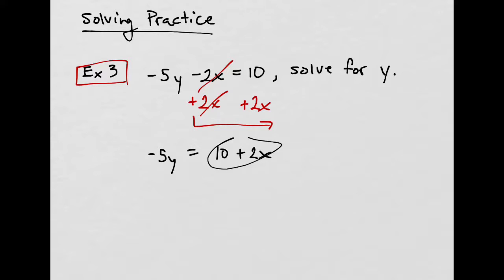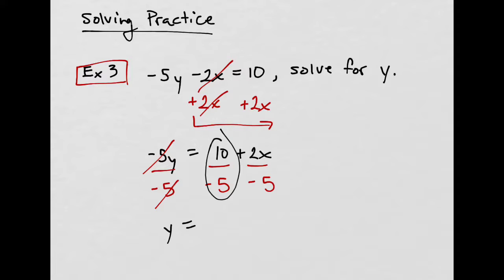I cannot combine those because the 10 doesn't have an x, remember? If this had an x, then it would be 12x, but it does not. And then, if I want the y by itself, all I gotta do is divide by negative 5. And I can do that like this. I can do it two ways. So this is one way. Sometimes I do it like this, sometimes I don't, and you have to just check and see why.